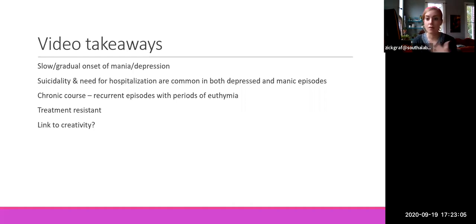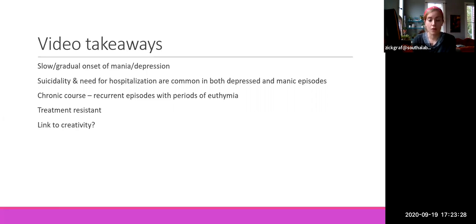As he talks about, even though he's a really high-functioning person with a family life and a career, his mental illness is severe enough that he experiences frequent suicidality and has needed hospitalization in the past. And the severity, when someone has bipolar disorder, that level of severity is usually present in both their manic and their depressive episodes. So again, depression is more severe in bipolar disorder.